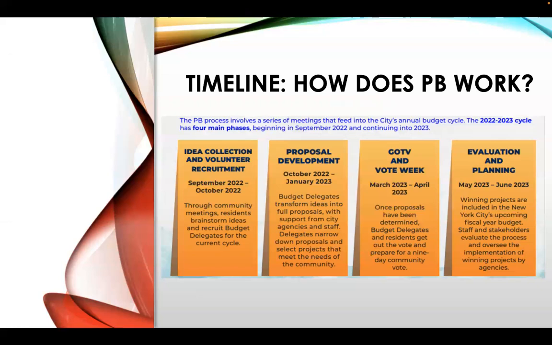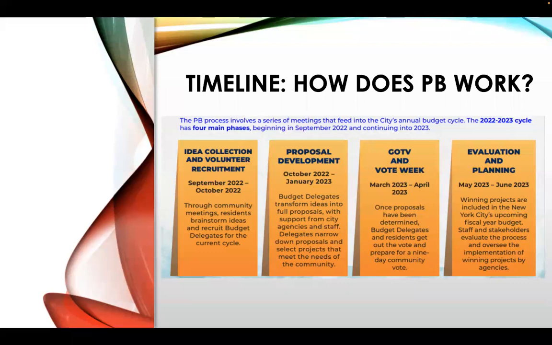timeline and how participatory budgeting works. As you can see, this whole process involves a series of meetings that feed into the city's annual budget cycle. The 2022 to 2023 cycle has four main phases. It began right now, September 2022, and continues into 2023. Right now we're in the first phase, which is idea collection and volunteer recruitment.